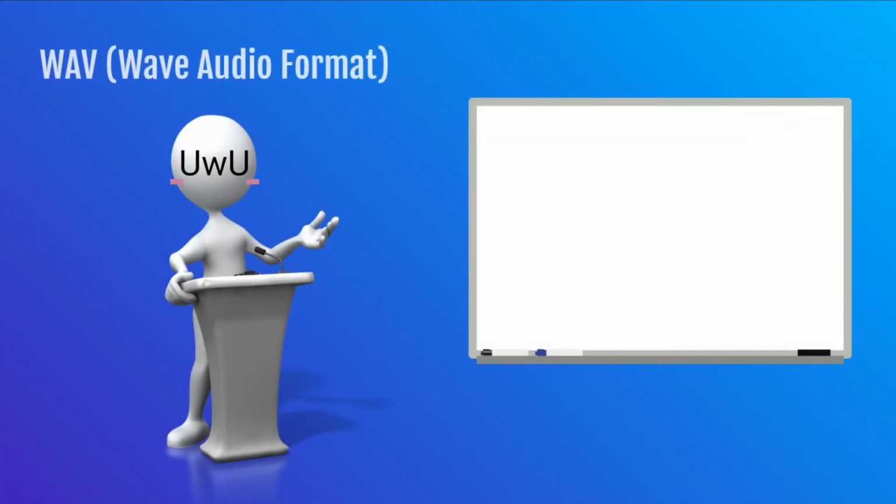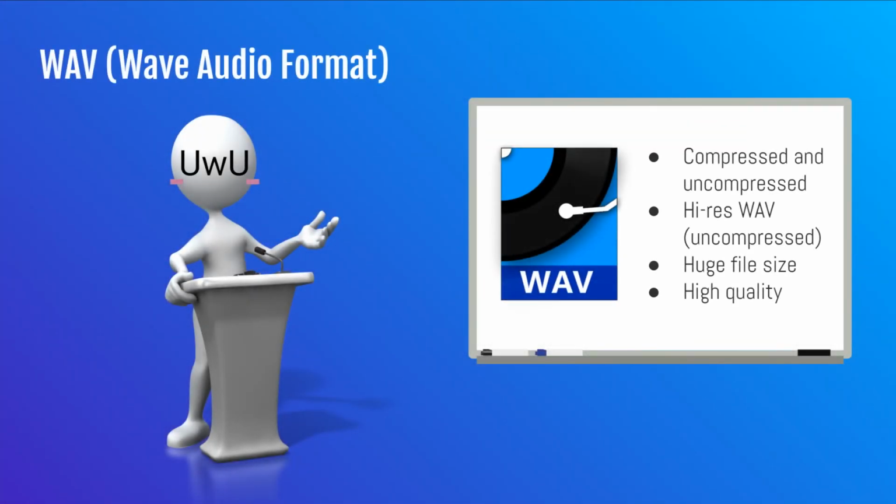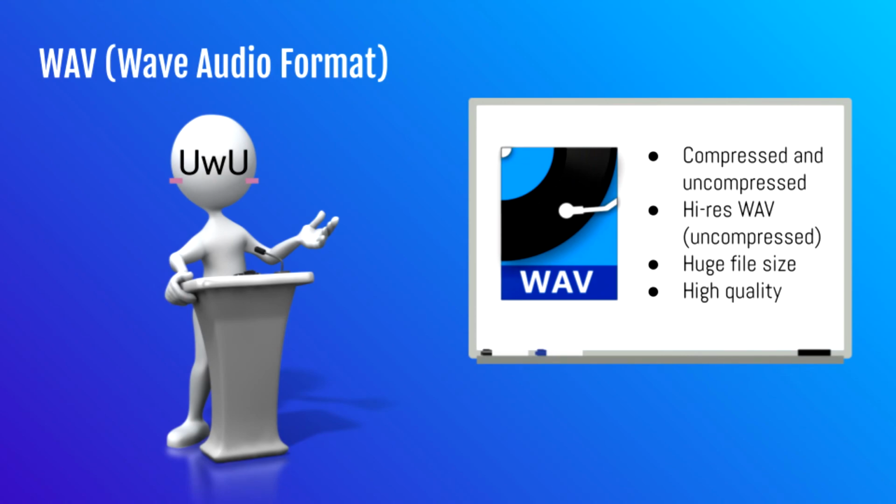WAV audio format, or commonly known as WAV, serves as a container for various audio formats. It can contain both compressed and uncompressed audio. High-resolution WAV, or high-res, is a high-quality version of WAV. They are uncompressed, meaning they come in a huge file size, but they have great sound quality.